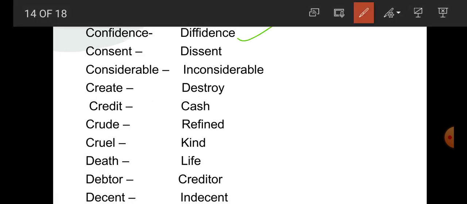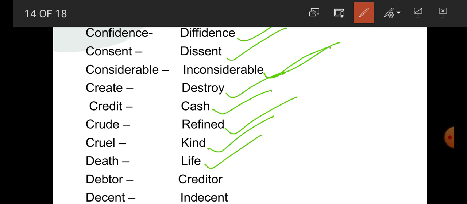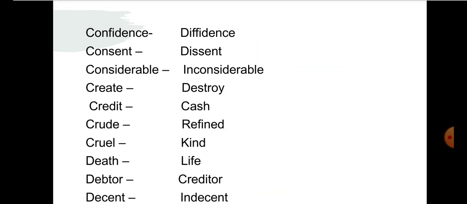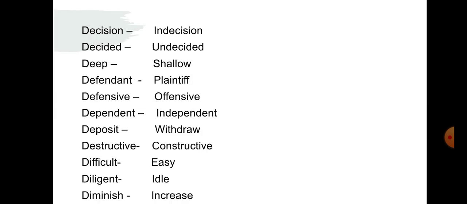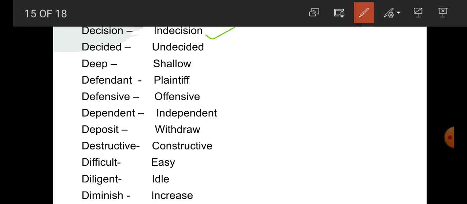Confidence, diffidence. Consent, dissent. Considerable, inconsiderable. Create, destroy. Credit, cash. Crude, refined. Cruel, kind. Life, death. Debtor, creditor. Decent, indecent. Now decision, indecision. Decided, undecided.